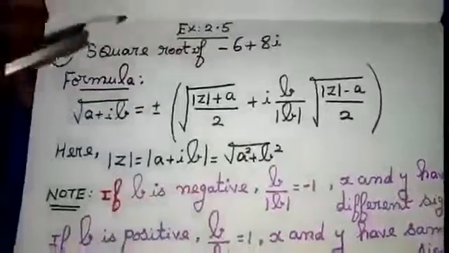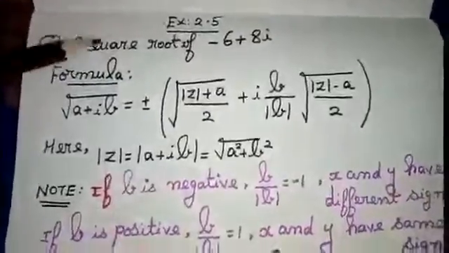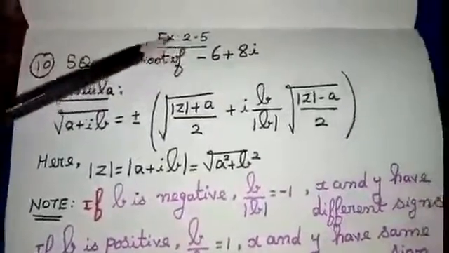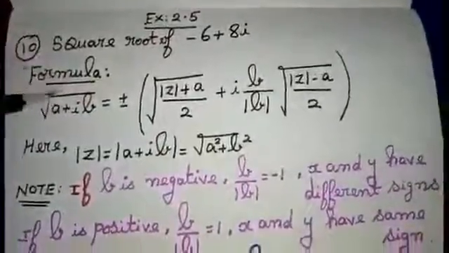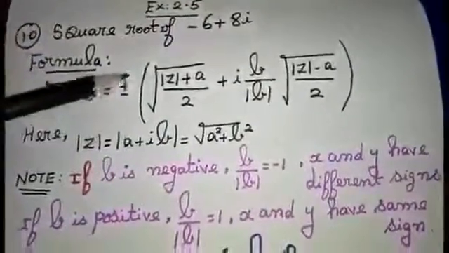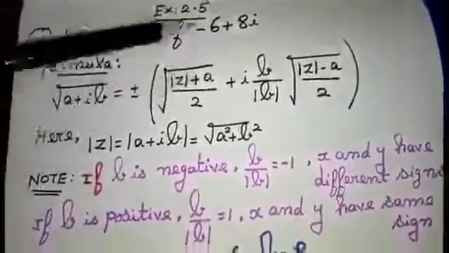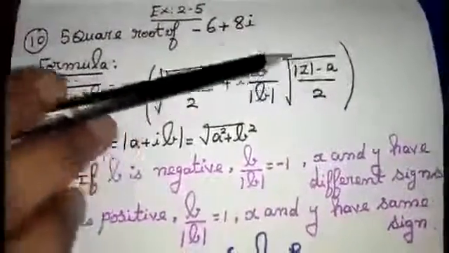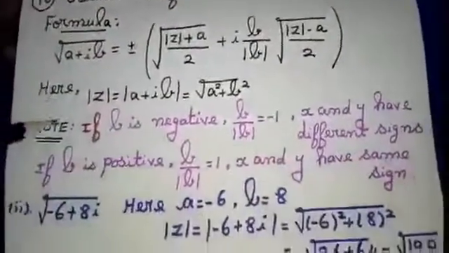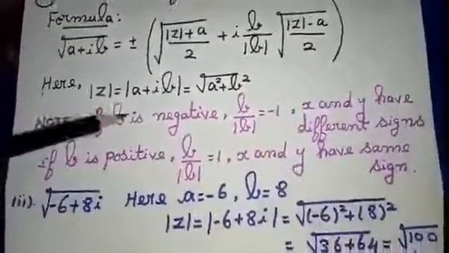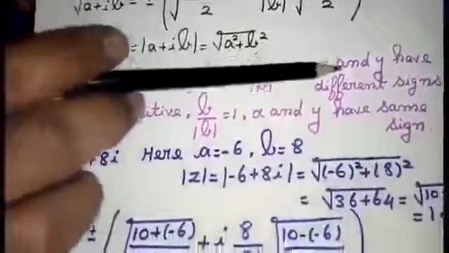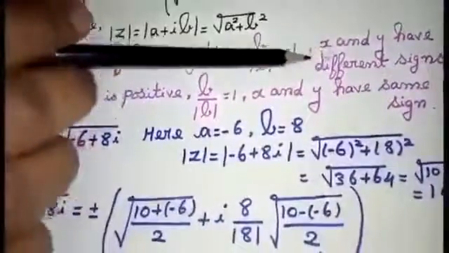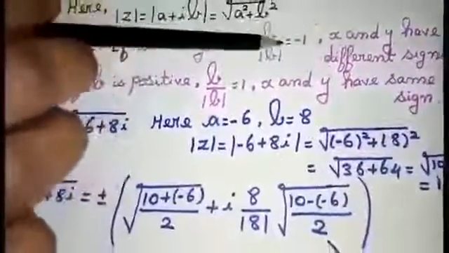Exercise 2.5, 10th sum. They are asking you to find the square root for this particular value. Before that, to find the square root of a complex number, I am going to use this particular formula, students. This is the real part, and plus this is going to be your imaginary part. And in this, you are going to note, if b is negative, then b divided by modulus of b equal to minus 1, then x and y have different sign. The meaning for this one is that in the final answer you will have different signs.